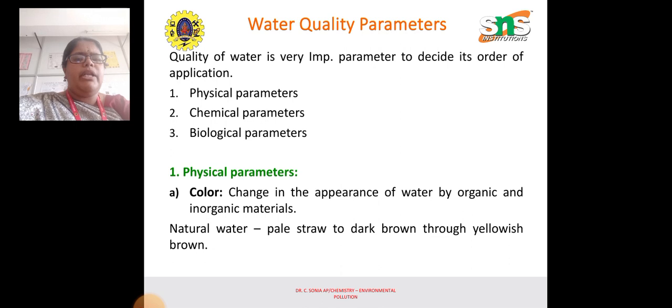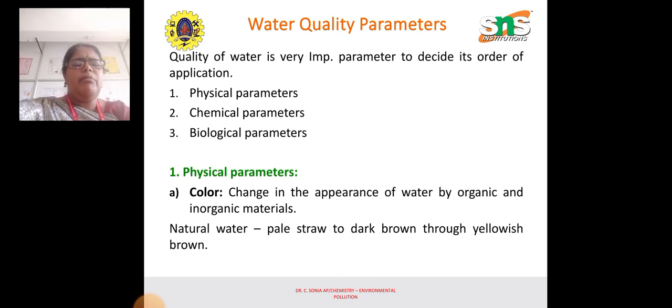Next is the water quality parameter. Quality of water is a very important parameter to decide its order of application. So now we are going to see briefly about the quality parameters before we go to the pollution. These water quality parameters can be broadly classified into physical, chemical and biological parameters.